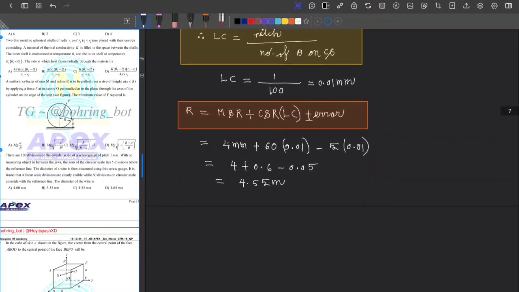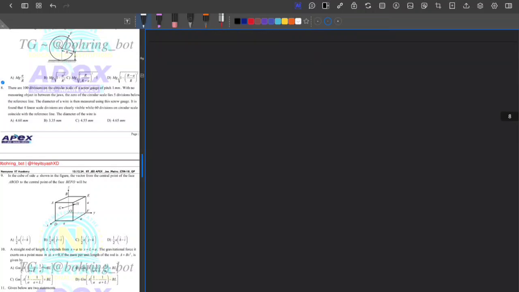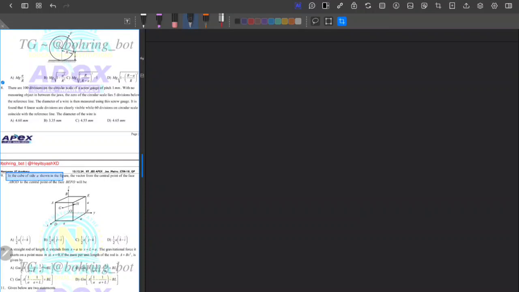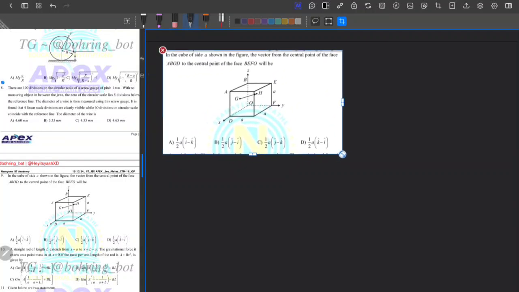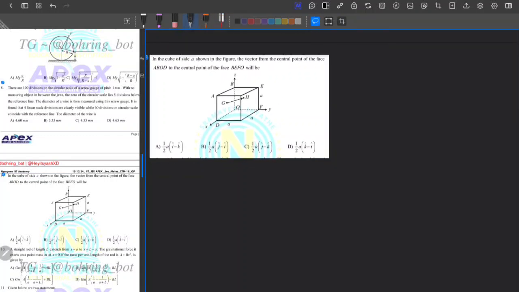Now let's talk about question number 9. Question number 9 is from vectors, right? Let me pick out the question. The question is: in the cube of side A shown in the figure, the vector from the central point of the face ABOD to the central point of the face BEFO will be.